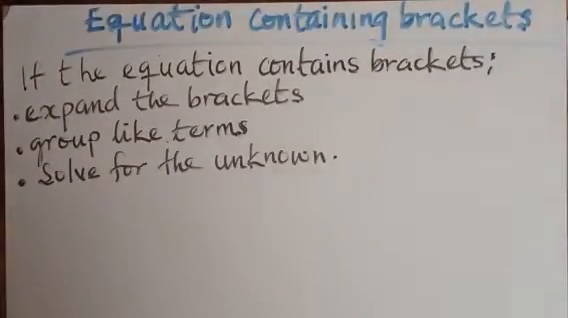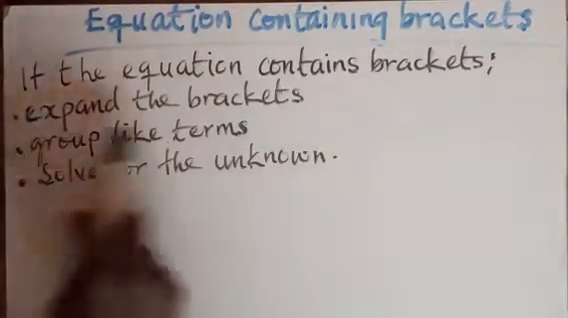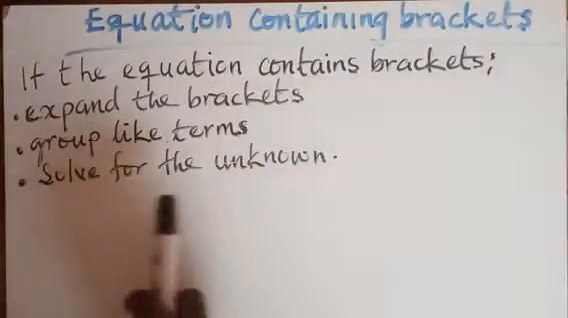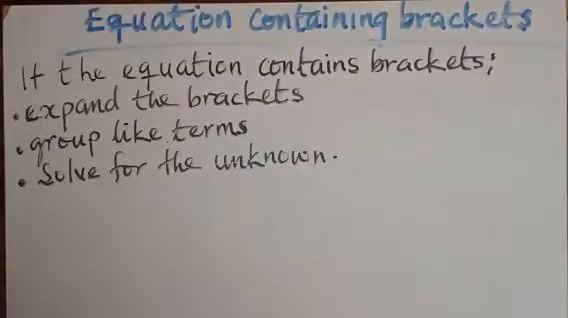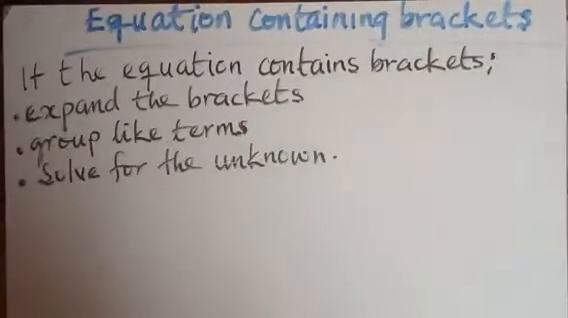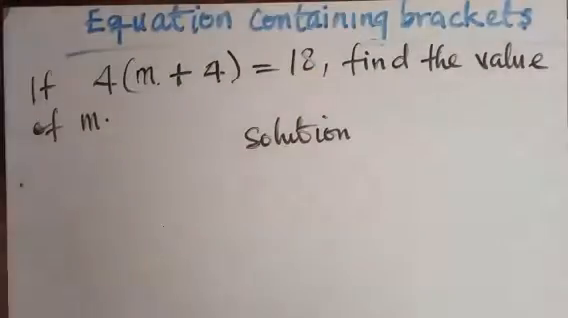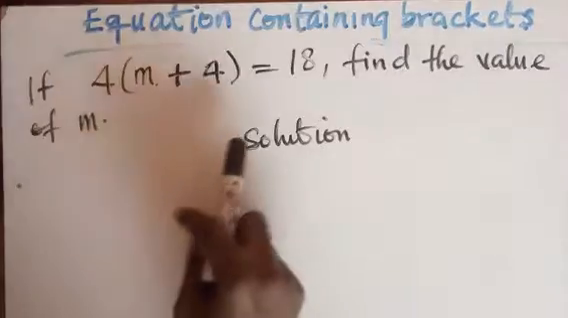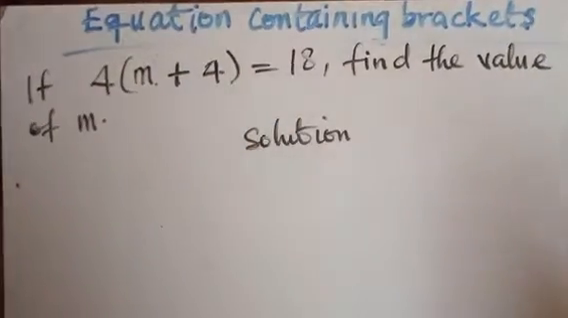Okay, so equations containing brackets. This is what we're supposed to do. If the equation contains brackets, we first expand the bracket, we group like terms, and we solve for the unknown. Let's see an example. Now we have the equation which says 4 into the bracket m plus 4 equals 18, find the value of m.